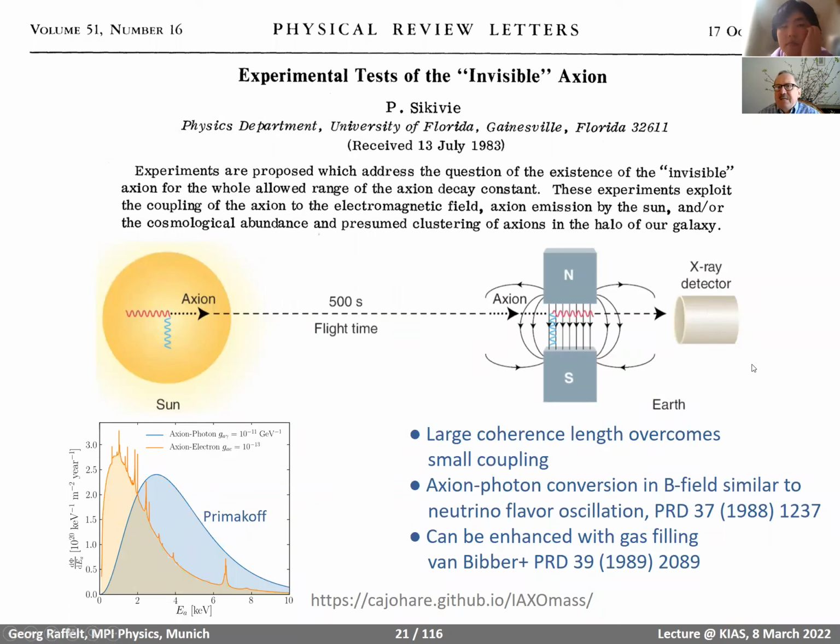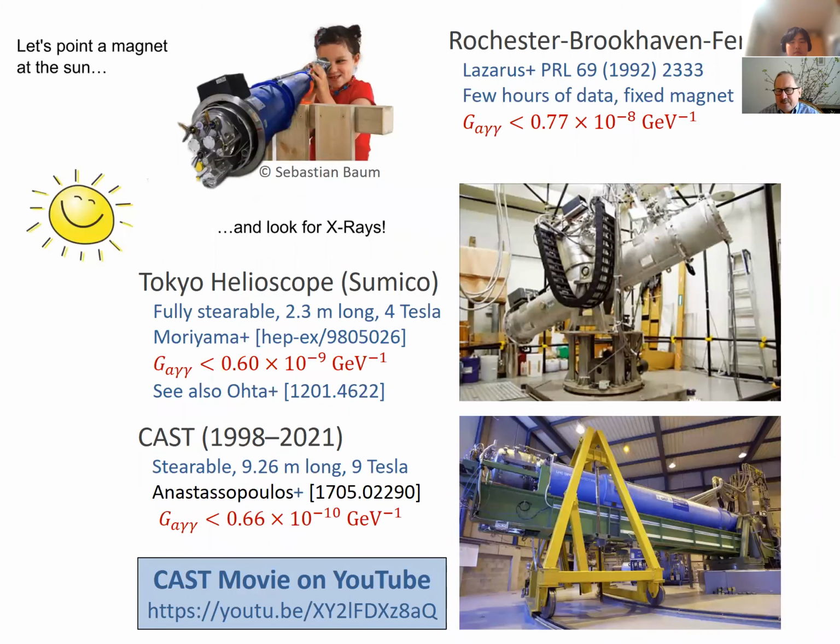And so the basic idea is that the large coherence length of this conversion process compensates for the weak, the feeble interaction of axions, and this way one can get a significant conversion rate despite the very feeble interaction of the axions. And so one can predict the precise spectrum depending on the production energy and do these experiments. But this has been done in a long sequence of experiments. So the idea is to point a magnet at the sun and look for X-rays.